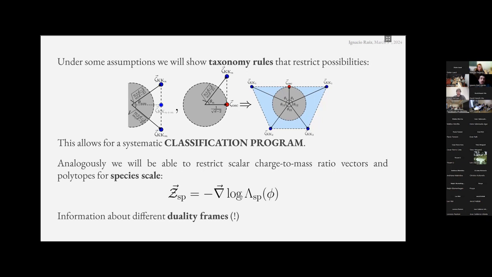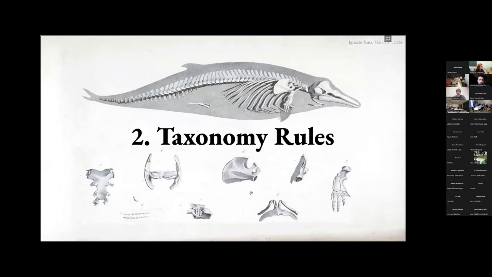So one could also define these scalar taxonomy ratio vectors for this species scale, as they are telling us which effects are making gravity strongly coupled. They will give us information about the duality frames of the theory that we are moving towards as we are going to infinity. So let's get to the taxonomy rules.